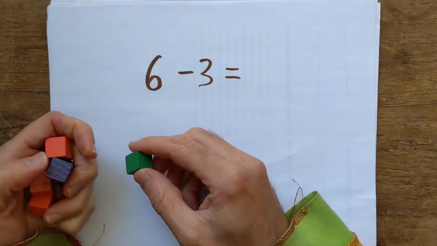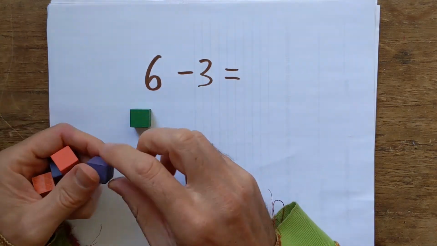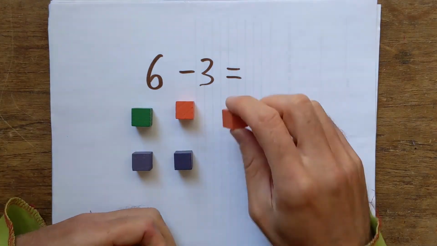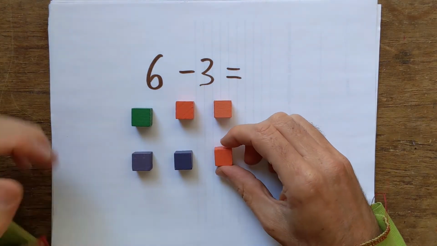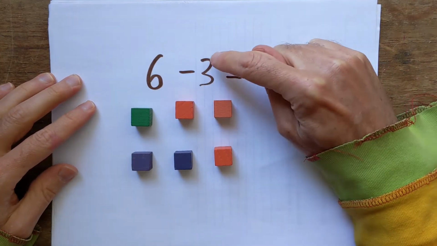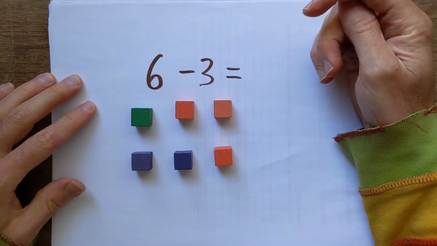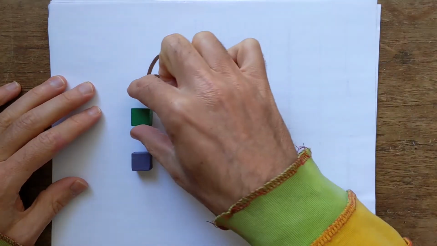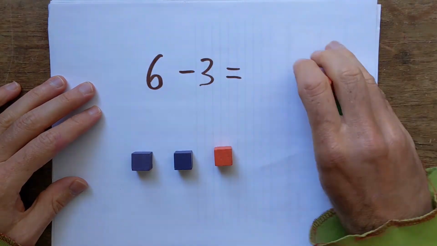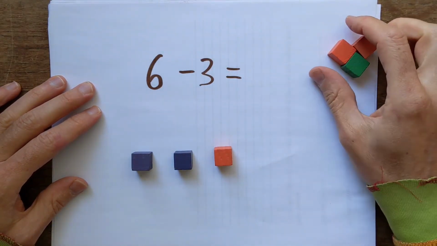Let's start with 6. Count. 1, 2, 3, 4, 5, 6. Subtract 3, or minus 3. We're going to take away 3. Ready? Count again. 1, 2, 3. I took away 3. I'm going to put them to the side.